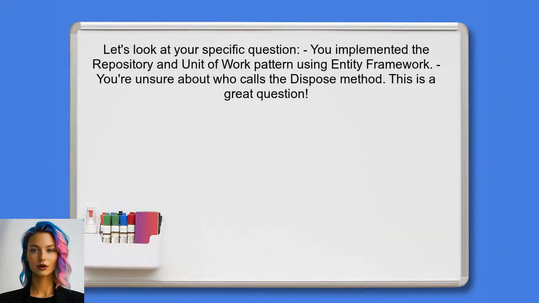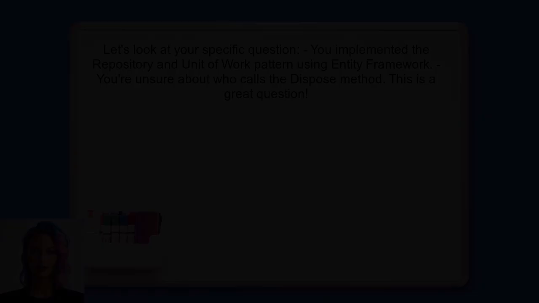Let's look at your specific question. You mentioned that you have implemented the repository and unit of work pattern using Entity Framework, but you're unsure about who calls the dispose method. This is a great question, and it's crucial for managing resources effectively.